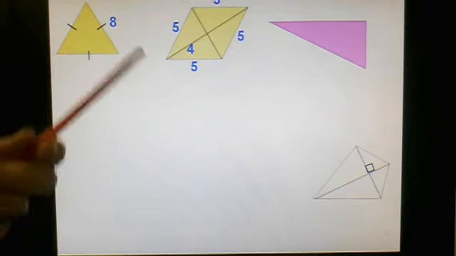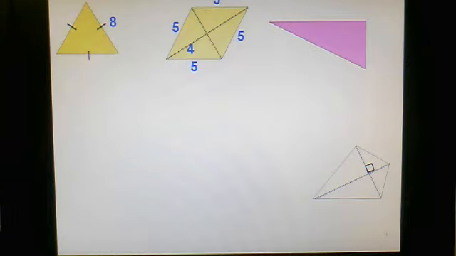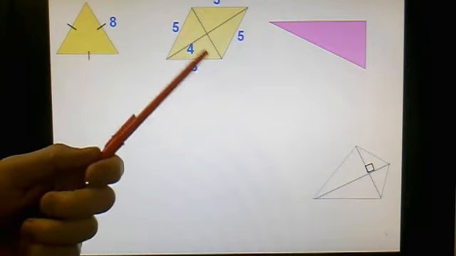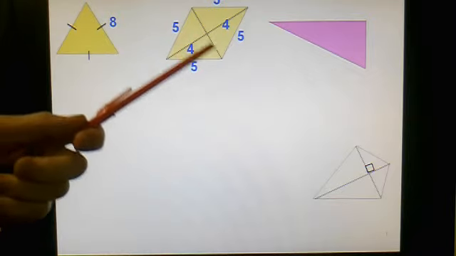If these are all 5, of course, you remember it's a rhombus. You remember the rhombus's diagonals bisect each other. So if this is 4, this is also 4. You know they're perpendicular, so you could actually use Pythagorean theorem to find this length right here.